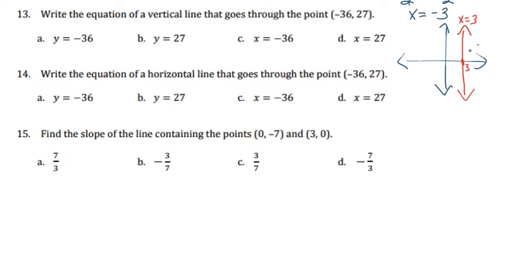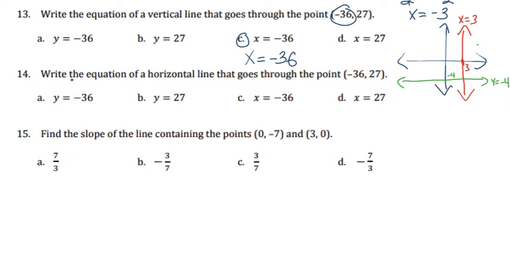Here in green, let's say we cross the y-axis here at negative 4. The equation for this line will be y equals negative 4. So in order to find the equation of a vertical line that passes through this point, we're going to get the x value of the point, and it's going to be x equals that value. So the answer is going to be answer choice C.